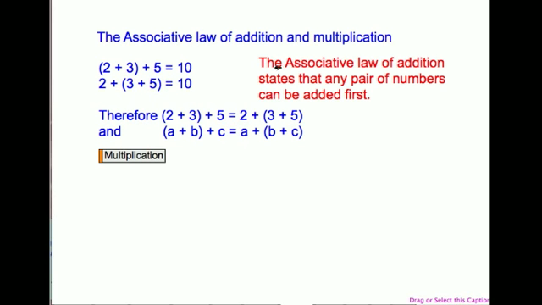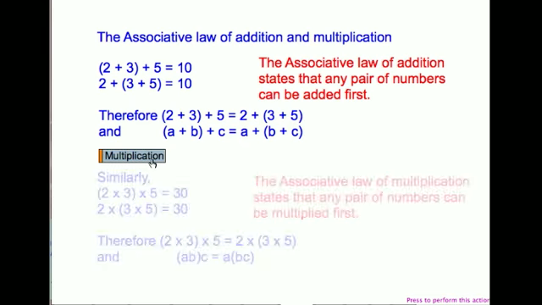In this law, we see that we can add any pair of numbers first, such as these two numbers, 2 plus 3 to give us 5, so we have 5 plus 5 equals 10, or we can add the last two numbers, 3 plus 5, to give us 2 plus 8, which also equals 10. Therefore, 2 plus 3 in brackets plus 5 equals 2 plus 3 plus 5 in brackets.